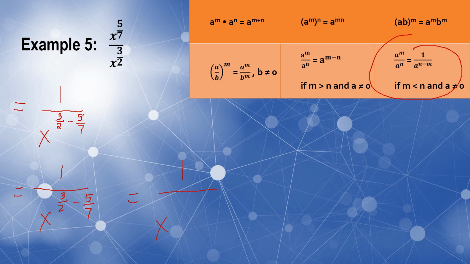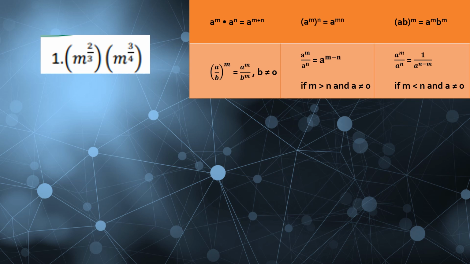So we have 3 times 7, that is 21, minus 5 times 2, we have 10, over, multiply the denominators, 2 times 7, 14. So it becomes 1 over x raised to 21 minus 10 is 11 over 14. This now is our final answer: 1 over x raised to 11 over 14. Let's try to answer this.